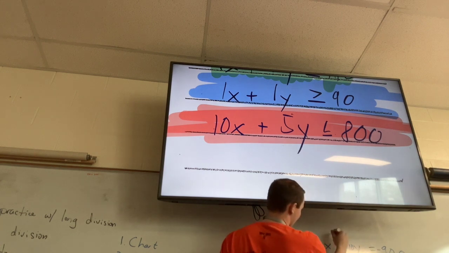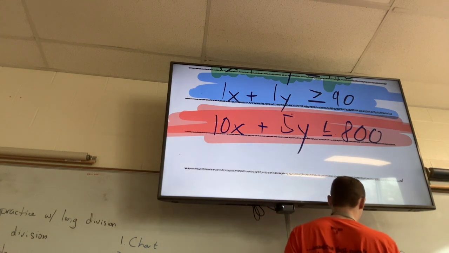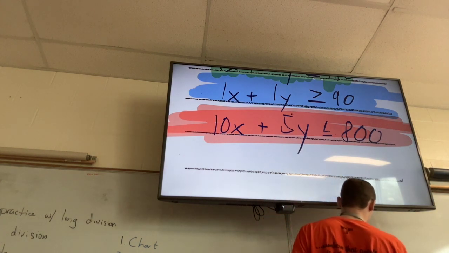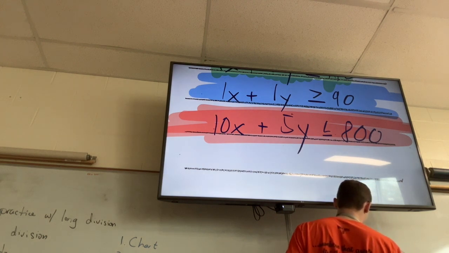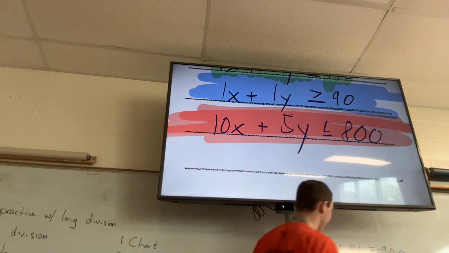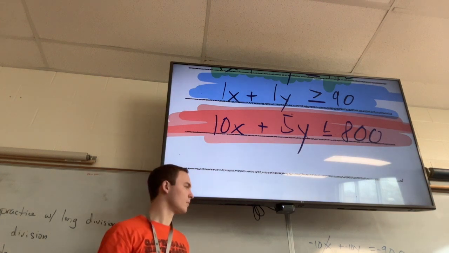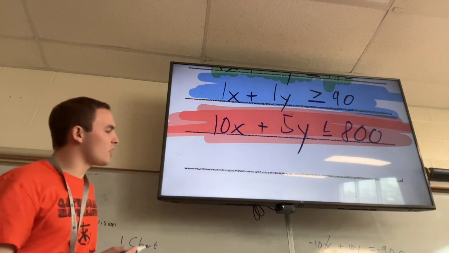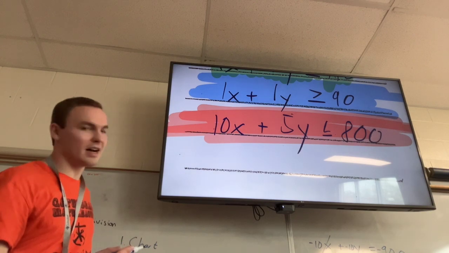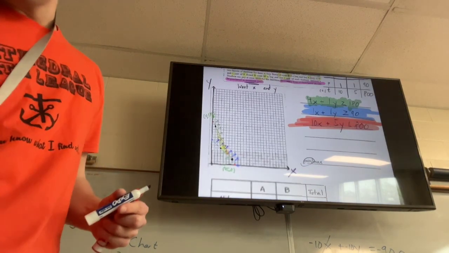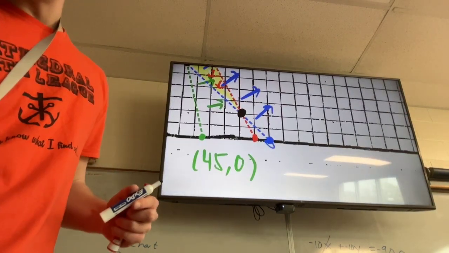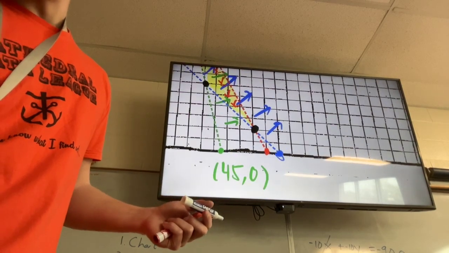Add up all the columns, right? Okay. Negative 5y equals negative 100. Y equals 20. Okay. You could leave it as an inequality, but it probably wouldn't matter much as long as you follow the right steps.